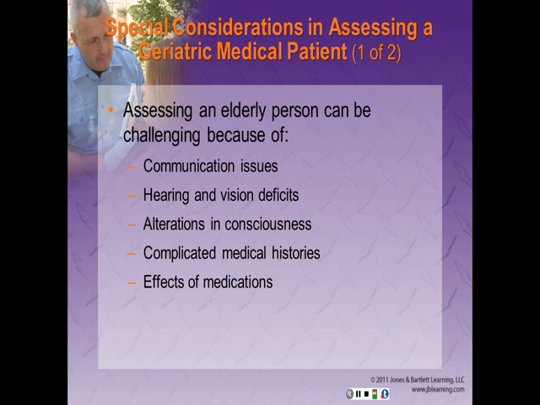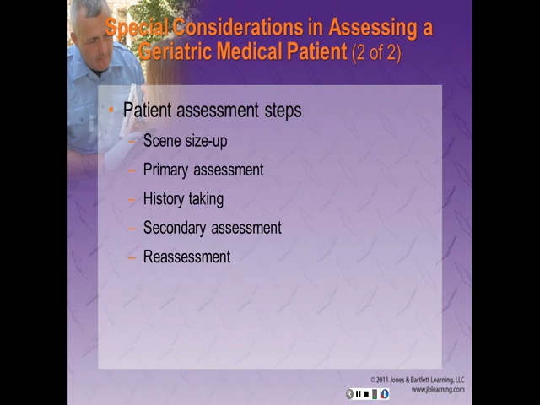Assessment of an elderly person can be challenging because of communication issues, hearing and vision deficits, alteration in consciousness, complicated medical histories, and the effects of medications. When we perform an assessment on patients in this age group, we follow the same steps. We do a scene size up, we perform a primary assessment, we take a history, we perform our secondary assessment, and then we reassess.